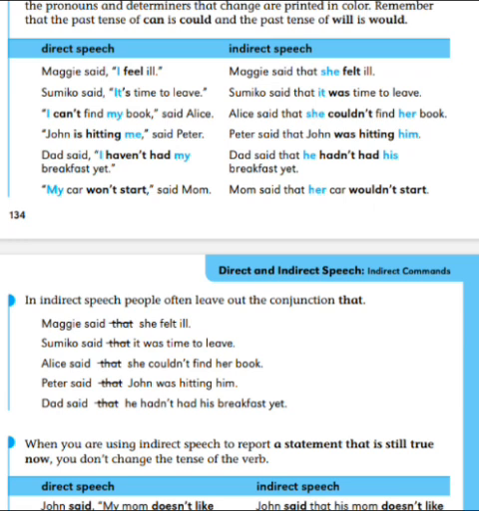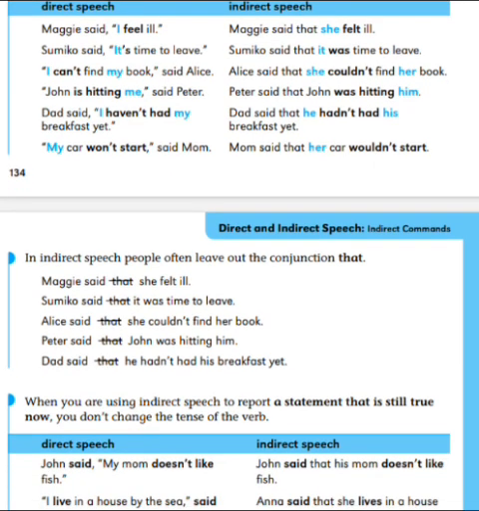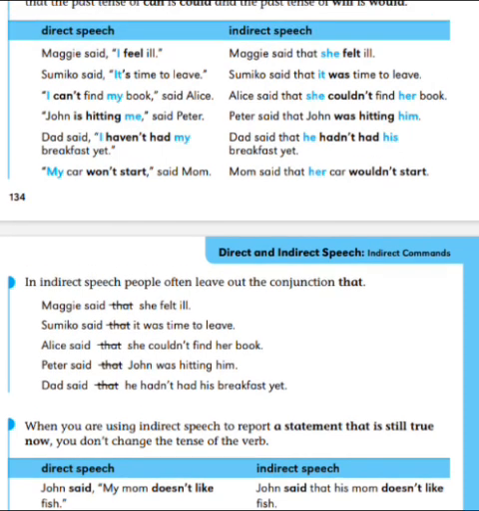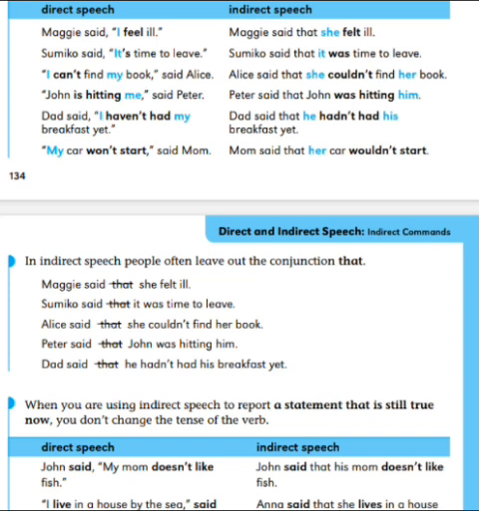Sumiko said, "It is time to leave." Sumiko said that it was time to leave. Another example: "I cannot find my book," said Alice. Alice said that she could not find her book. "John is hitting me," said Peter. Peter said that John was hitting him.